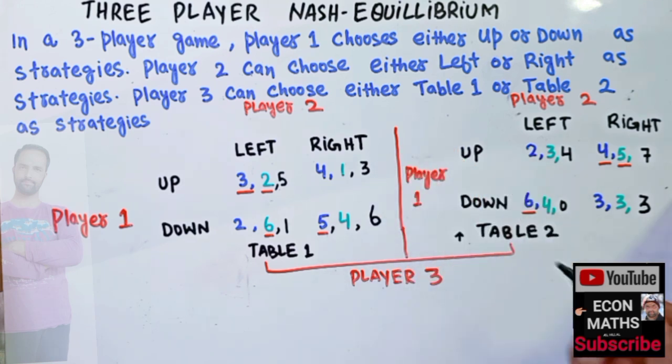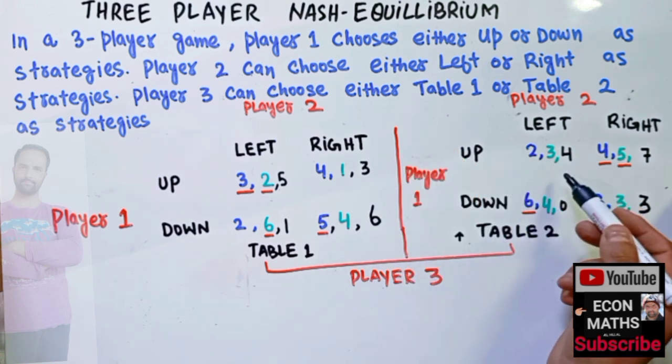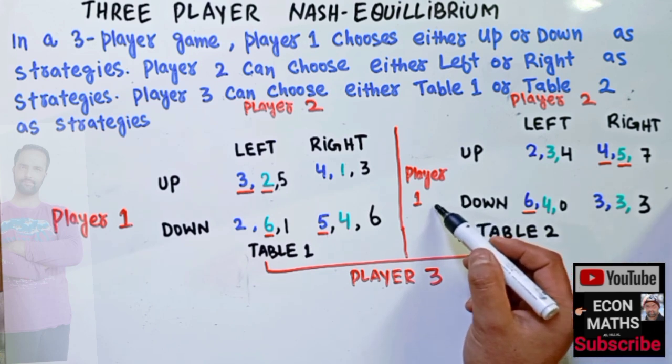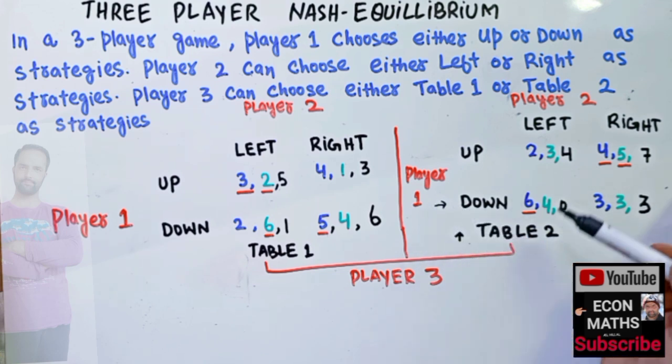Again, player 3 chooses table 2, and this time player 1 chooses down. This time also, player 2 has two options, either to go left or go right. Left gives him 4 as payoff, right gives him 3 as payoff. Obviously, 4 is greater than 3, he will choose 4. We are done with player 1 and 2.